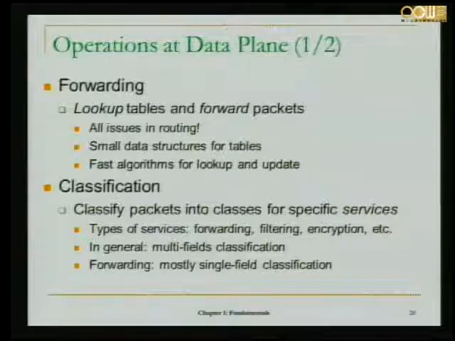Another example is classification, where you classify packets into classes for specific services. Some class will get a particular type of service, such as forwarding, filtering, or encryption. Say for some class of service I need to block, so I do filtering, or for some class I need to do encryption. In general, this classification is done by so-called multi-field classification, where you look at several fields to classify the packet into classes. You can consider forwarding as one particular example of classification, where forwarding only looks at a single field, the destination address alone.